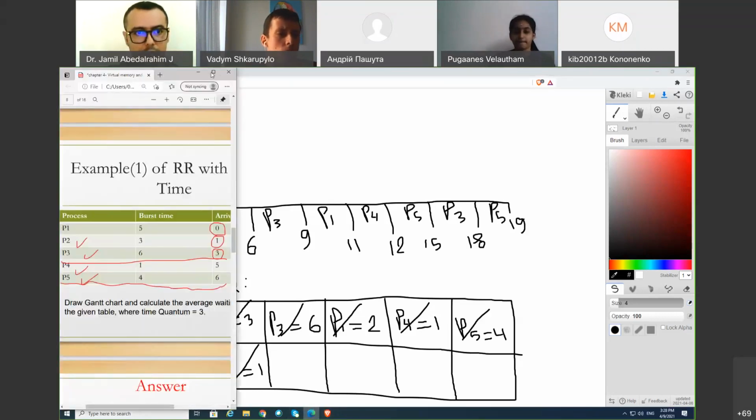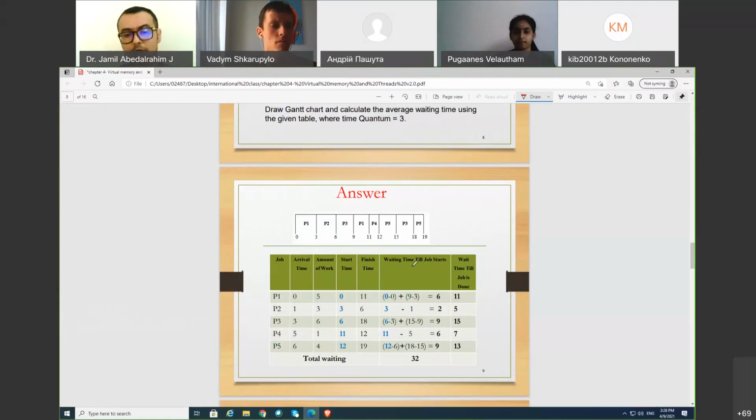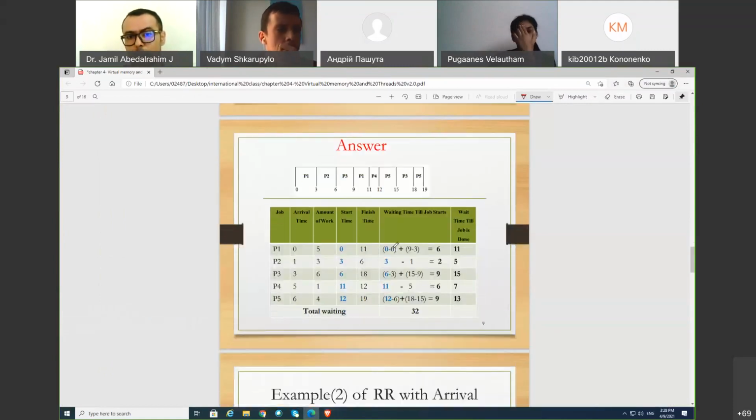Let's take a look at our slide. Okay, this will be our Gantt chart. How to find the waiting time? In this case, we have arrival time. Same as the previous calculation, we count each start time. There are two ways to calculate the waiting time. We count the start time here: P1 has a first period and a second period. Start time of the first period minus arrival time.